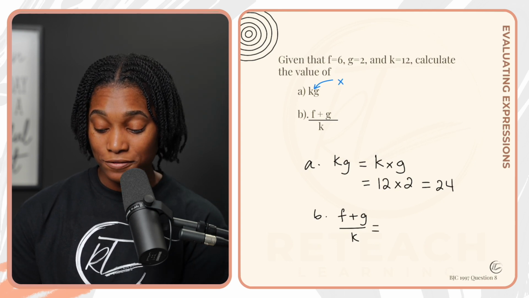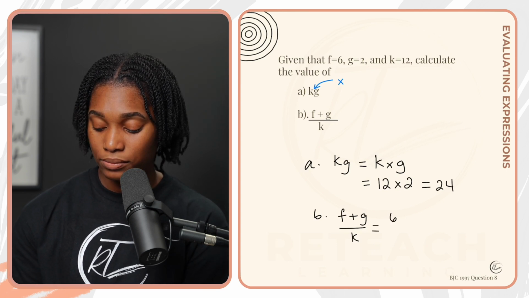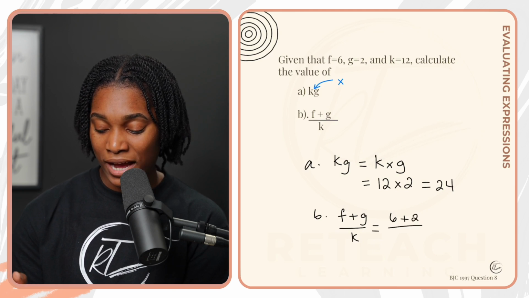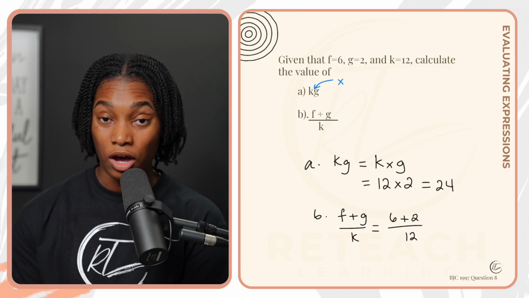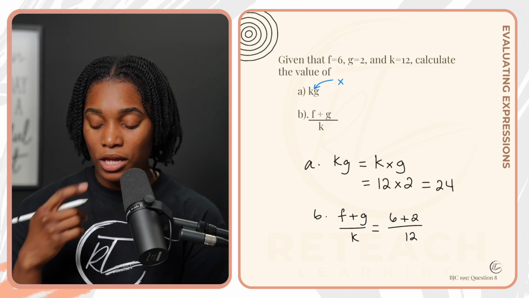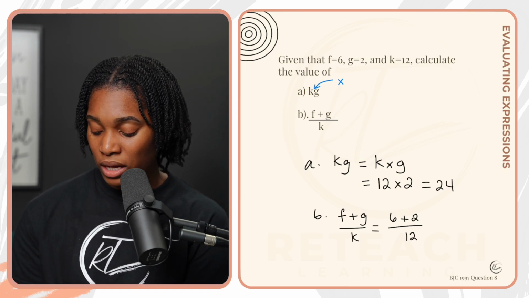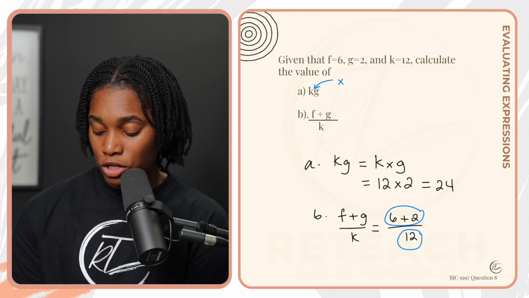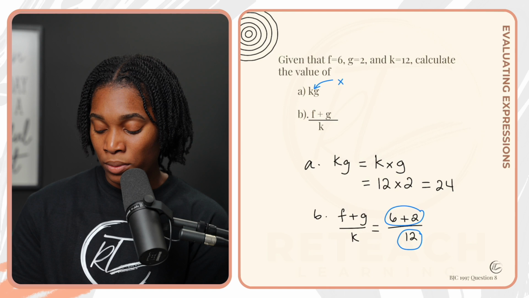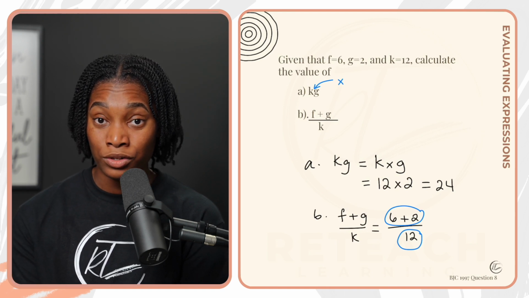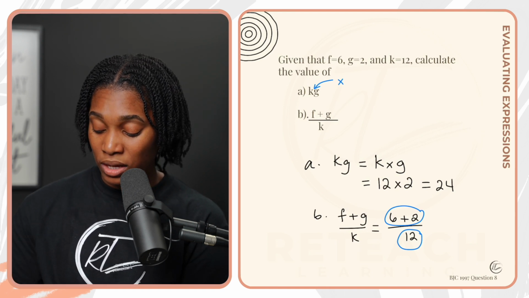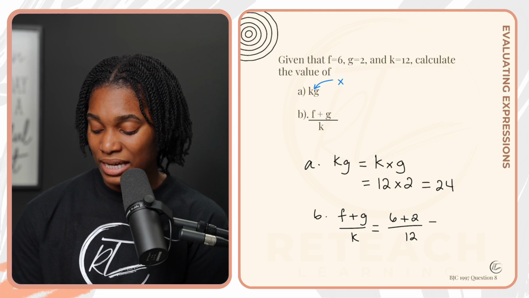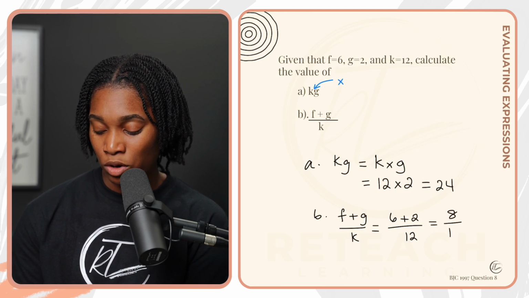Let's tackle it. So F in our question is 6, and it's being added to G, which is 2, and that answer is being divided by K, which is 12. All right, so now let's go ahead and do the math. Now notice, if you just look at the whole thing, I have something in my numerator and something in the denominator. So I'm just going to take a moment. I'm going to simplify what's in my numerator first, and then take a look at the whole thing as a fraction. So we know that 6 plus 2 is 8. So 8, and that's going to be over 12.